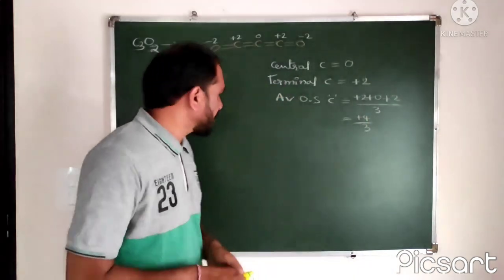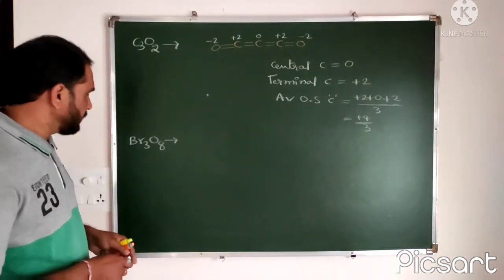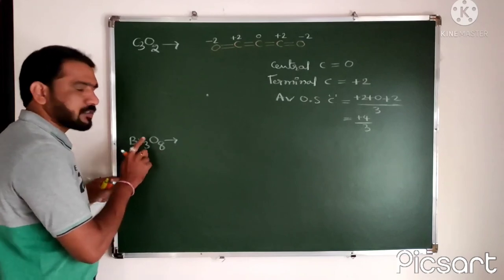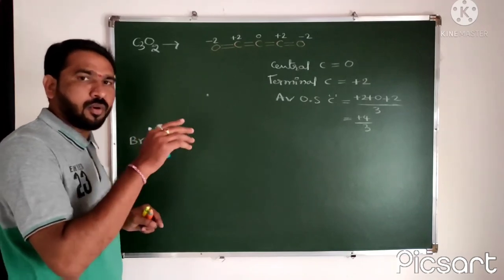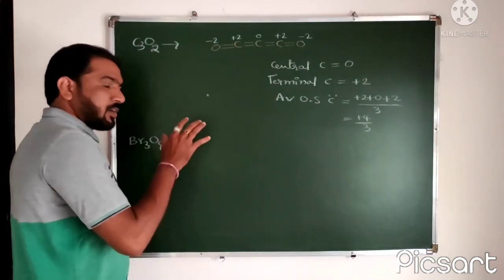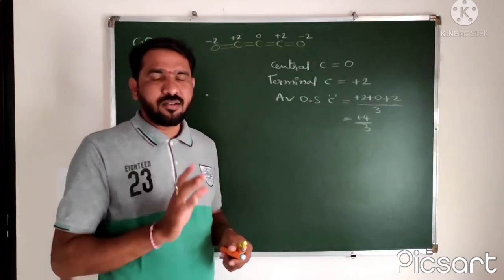Is it clear? Then coming to the next example, Br3O8. This is named tribromine octoxide. Without knowing the structure, it is impossible to get the oxidation state of bromine.